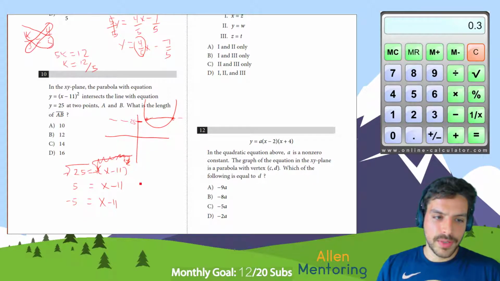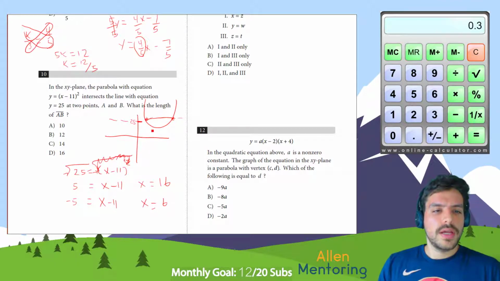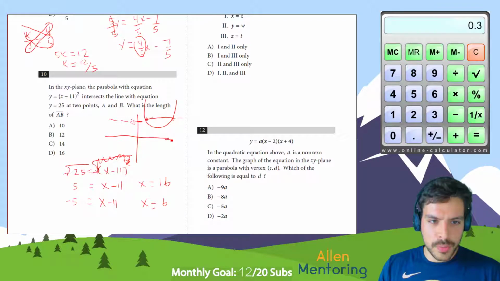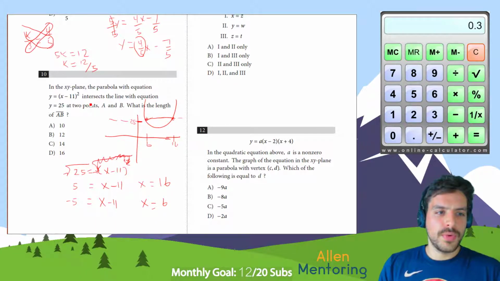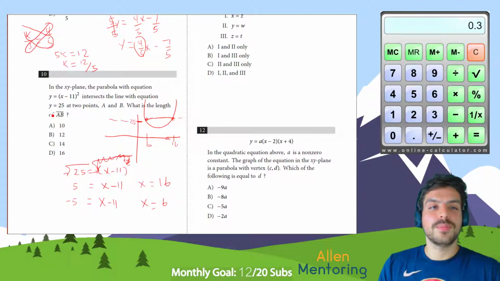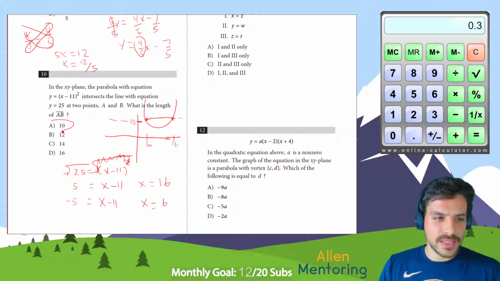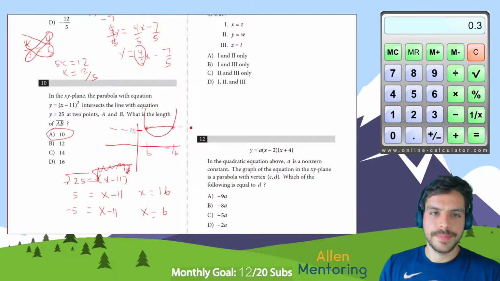So let's solve for x in both cases. So in this case, x is going to be equal to 5 plus 11, which is 16. And in this case, it's going to be negative 5 plus 11, which is 6. And so now we know that these 2 points are located at x is 16 and x is equal to 6. So what is the distance between those 2 points? That's going to be equal to 10. Between 6 and 16 will be 10.